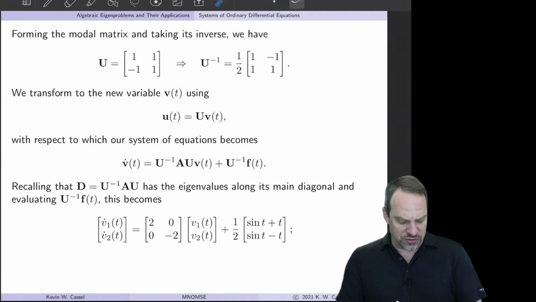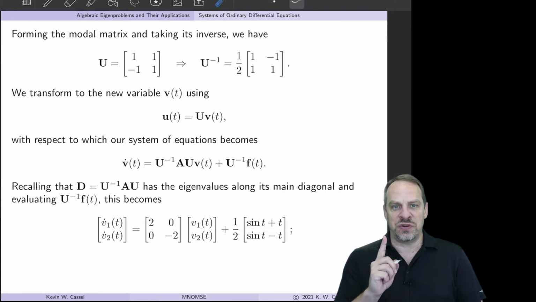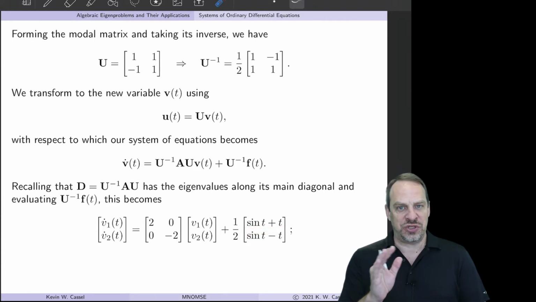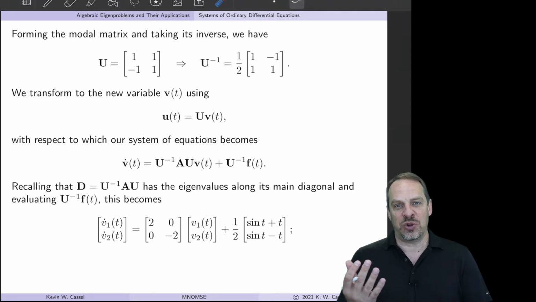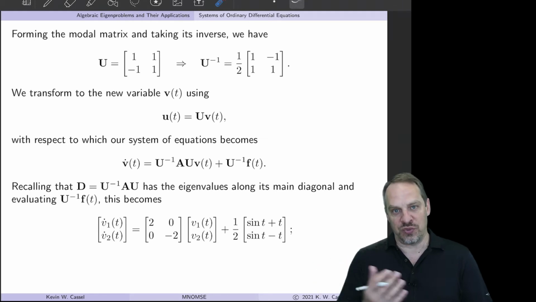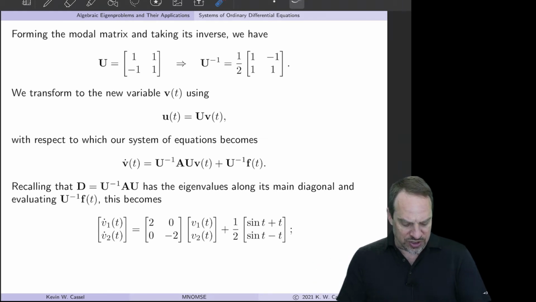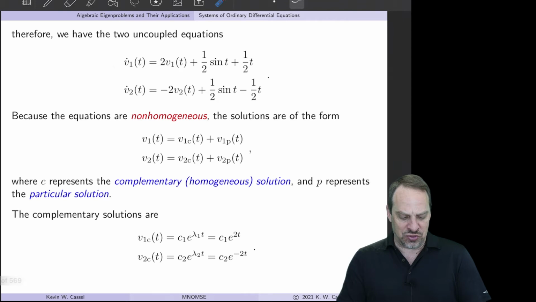So now we can write out our uncoupled system of equations. v1 dot is equal to 2 times v1 plus a half sine t plus a half t. So that's the first equation, and it only involves v1. So regardless of whether it's homogeneous or non-homogeneous, the diagonalization process is the same. It's just that we have a non-homogeneous form of the uncoupled as well as the original coupled equations. The second equation for v2 is v2 dot is equal to minus 2 times v2 plus a half sine t minus a half t.